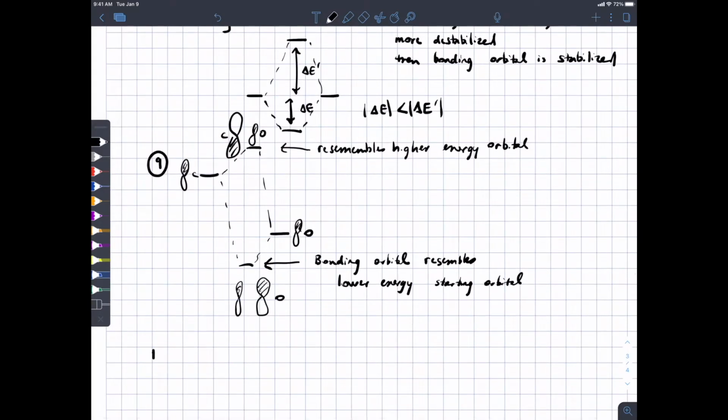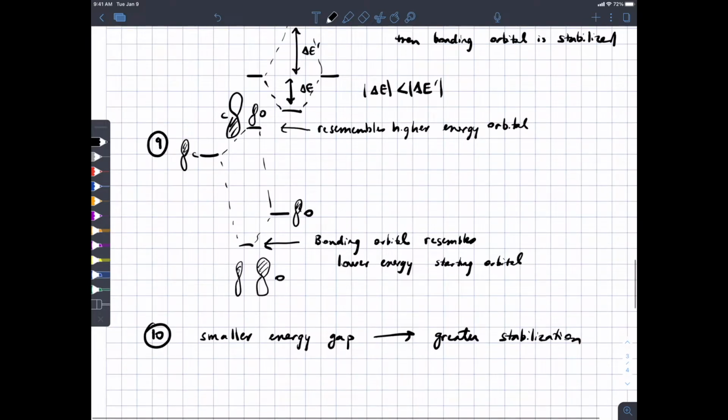Principle 10 is related to the energy gap between the two orbitals. The smaller the energy gap between the two orbitals that we're mixing together, the greater the stabilization. And 11 is that if there is better overlap between two orbitals, we also get greater stabilization.